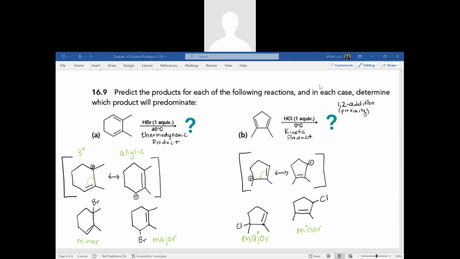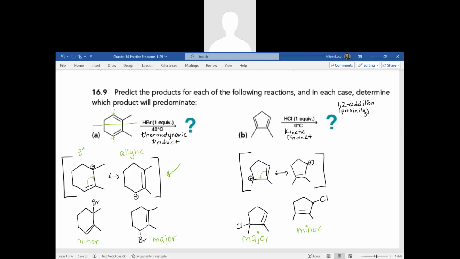In problem 9, we're asked to predict the products for each of these reactions and then determine which product would be the predominant product. So we see in part A here that we have a symmetrical diene, right? If we drew a dividing line here, we could see that either end of our conjugated system would result in the same product. So we only need to consider protonation at one of these locations to give rise to this resonance stabilized carbocation that we see here in the brackets.